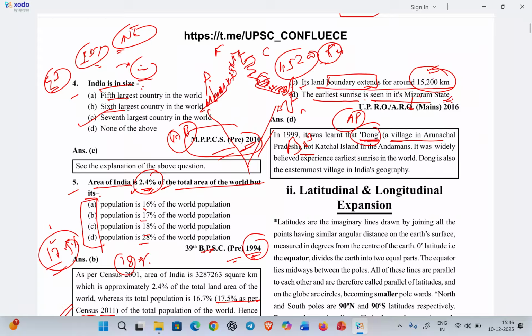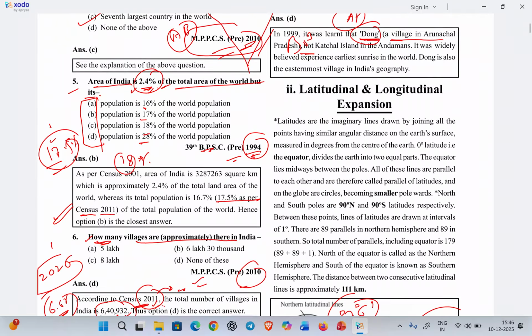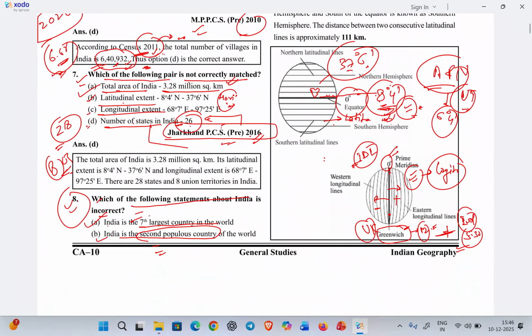Okay. So we got the answers from this. India's land boundary extends to 15,200 kilometers. That is true. But the earliest sunrise is in Arunachal Pradesh, Dong village, and it is also the seventh largest country by area and second by population as per the 2011 census.